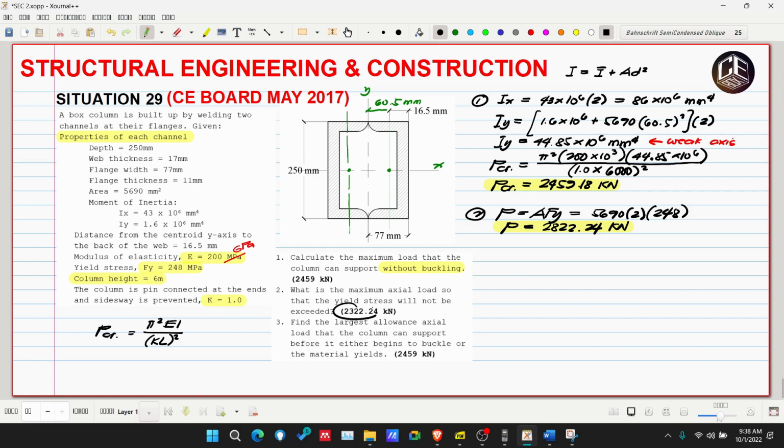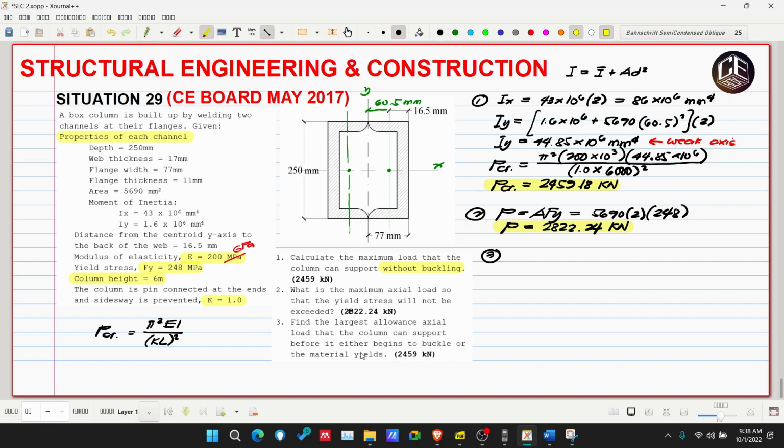Okay, so 2322, ano to? 28, sorry. This is 2822. Siguro namalikmata lang kami. So this is 2822.24. Yan.